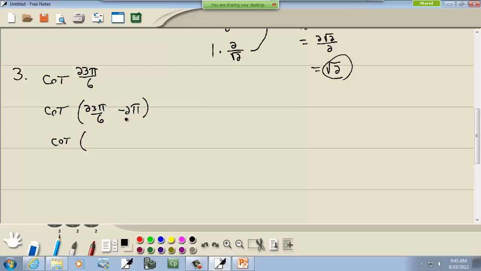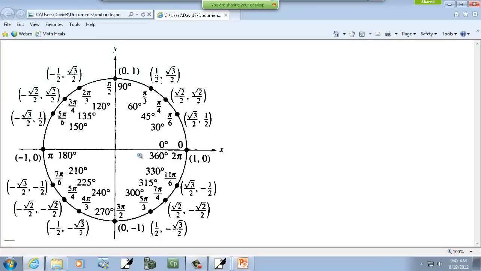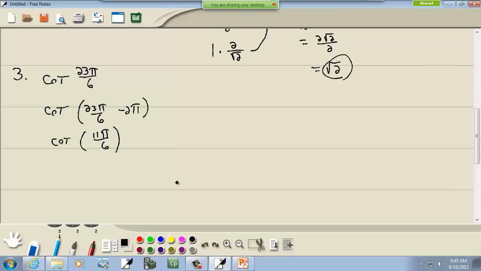Again, this is a mixed number, so you can do it in mixed number format, or just rewrite this as 12 pi over 6 and then work with that. But anyway, I'll take negative 2 pi times the 6 gives me negative 12 pi, and then I'll add 23 pi, and that should give us 11 pi over 6, I believe. Yeah. Well, this is actually in our unit circle now. So if I come over here, 11 pi over 6 is right here.